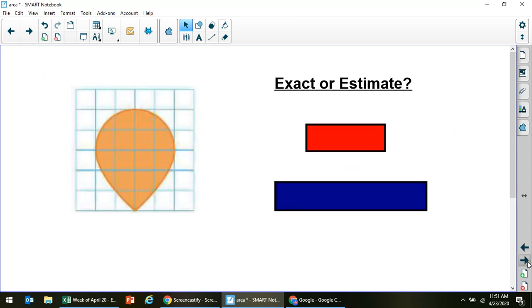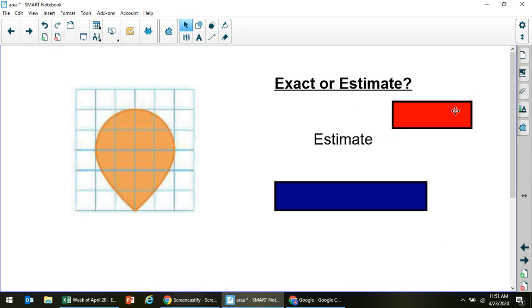What do you think about this particular region? Do you think this is exact or estimate? Go ahead and shout it out. You should have shouted estimate. You're estimating the amount that's being colored, or covered, shaded, the area of this shape.